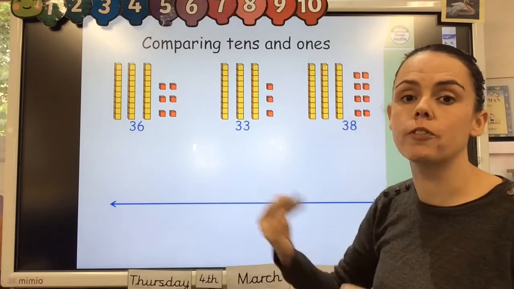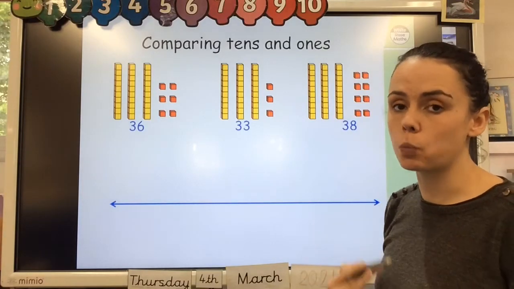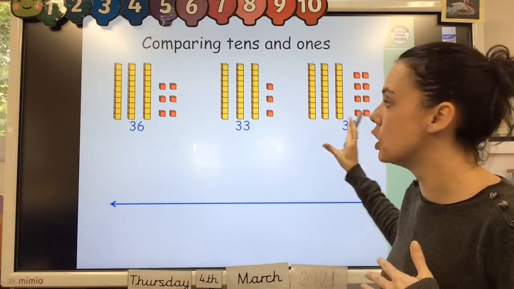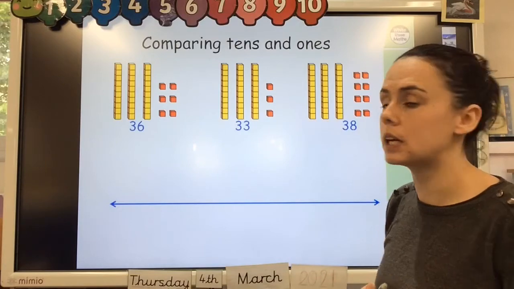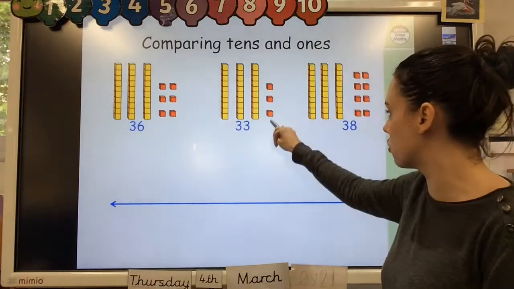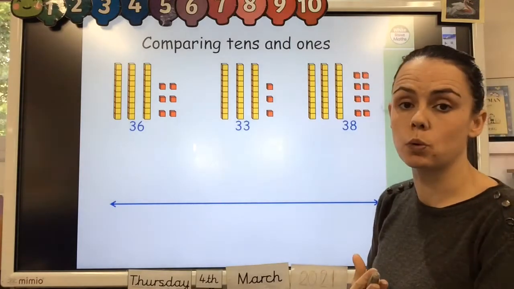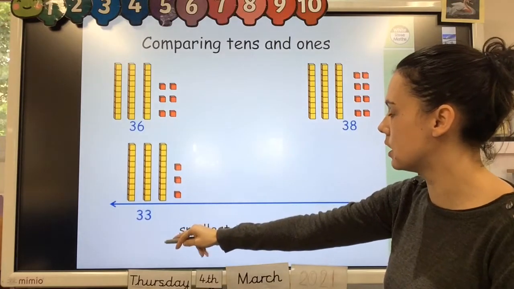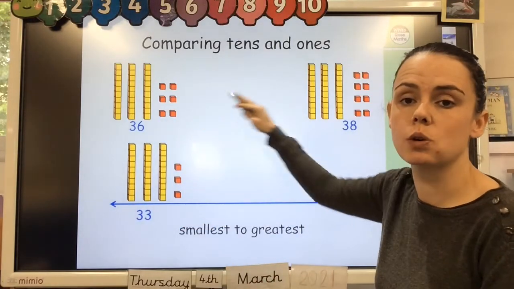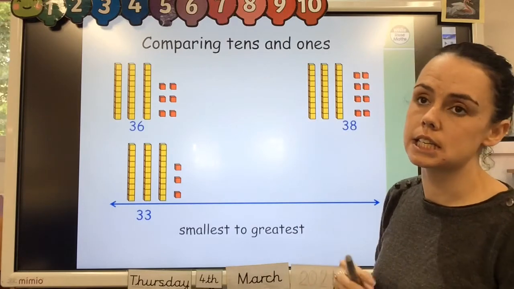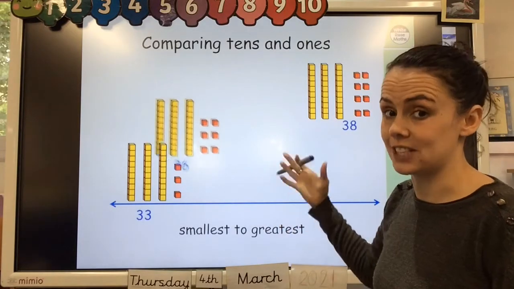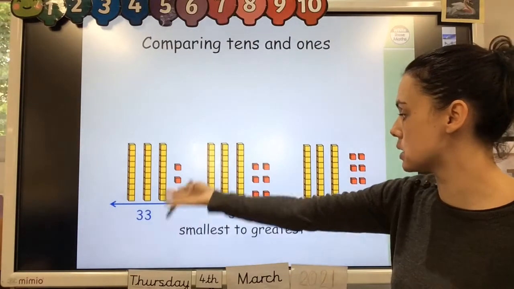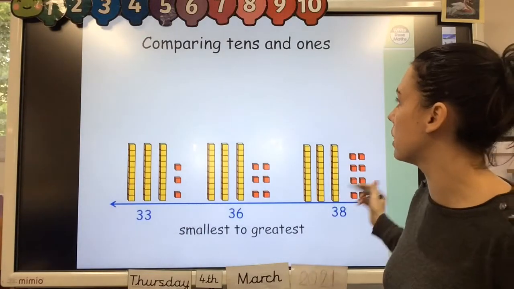Right. Now, if I was to order these by our tens, they would all be in the same line because they've all got 30 in them. So what we need to do is look at their ones and then put them in order by their ones. So which number here is the smallest? Which has the smallest amount of ones? This has 6, this has 3, and this has 8. So which one is smaller? The 3. So 33 goes first. Then what comes next? We've got 6 or 8. Which one is smaller? 6 or 8? 36, which means 38 must be our biggest. Now these are in order from our smallest up to our biggest. Great. Right, let's go on.